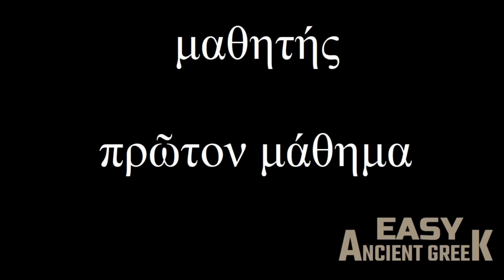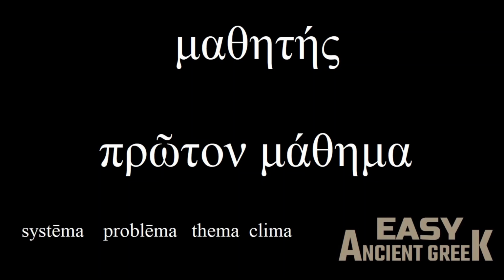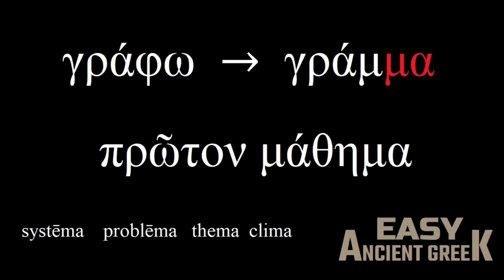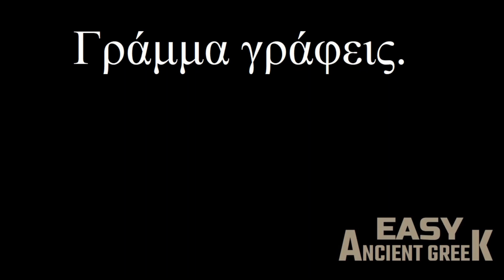This ma ending carried over into Latin, like the following words: sistema, problema, tema, clima, and makes verbs into neuter third declension nouns. And the word grafo is made into grama. And what do we write? A letter, as in from the alphabet. So let's say you write a letter. Grama, grafis. Remember, neuter nouns are the same in nominative and accusative form, just like in Latin.